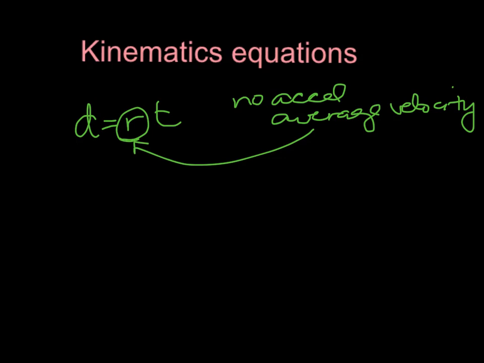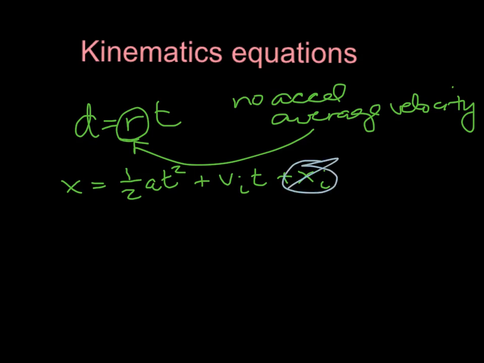But the other three that we're going to use are the position, remember, x is position, 1/2, ooh, this one's ugly, at squared plus v initial t plus your initial position. Okay, so most of the time, you guys, this initial position is going to be 0. So most of the time you're going to start at 0, so you're not going to use that. Every once in a while you will, so I leave it in there as part of the equation.